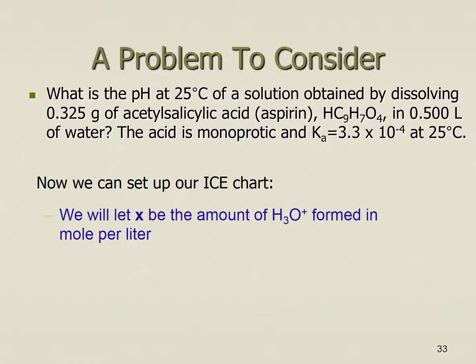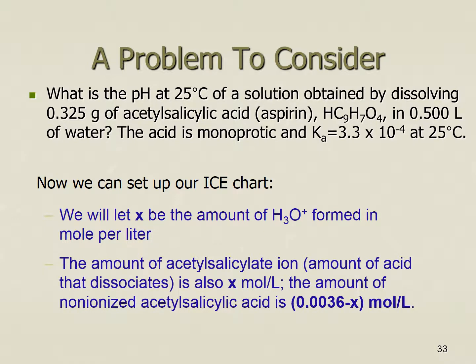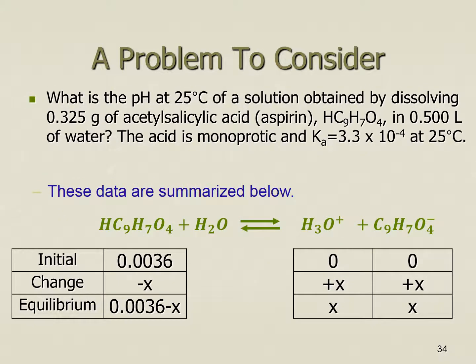All right, so let's set up our ICE chart. The first thing we'll do is, remember, let X be the amount of acid that dissociates, so it's also equal to the H3O plus formed, and then the amount of acid remaining will be 0.0036 minus X. So let's look at the chart. All right, so there's our ICE chart: 0.0036 initial, minus X, 0.0036 minus X.